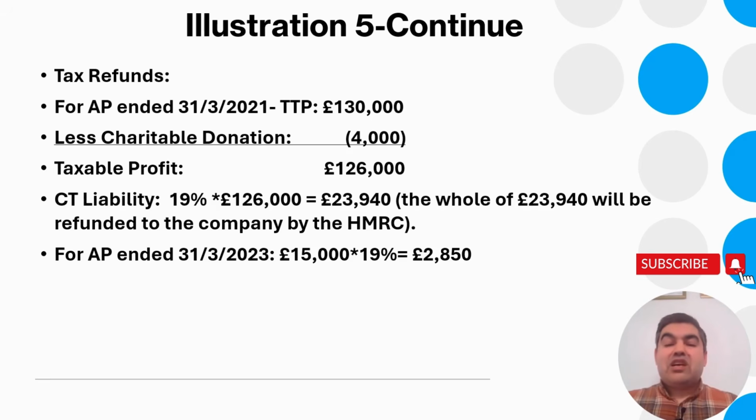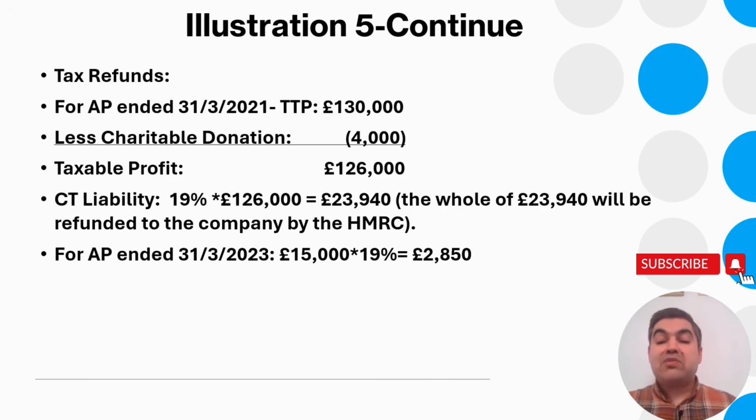Now, to work out the tax refund, for the accounting period ended 31st March 2021, because of the carryback provision, we had a total taxable profit in that year. Obviously, we didn't know that we would have carryback losses, because as we talked about for 31st March 2021, you had a profit of 130,000. At that time the charitable donation you made was 4,000, so relief will be available.